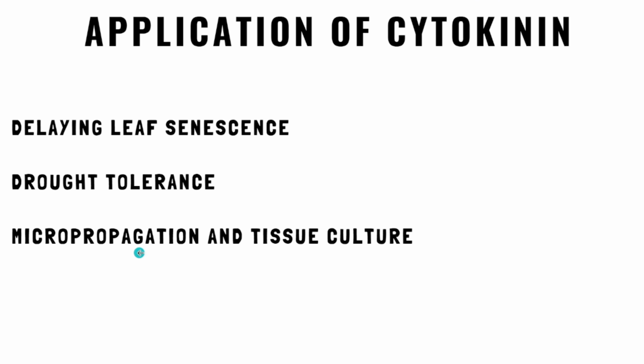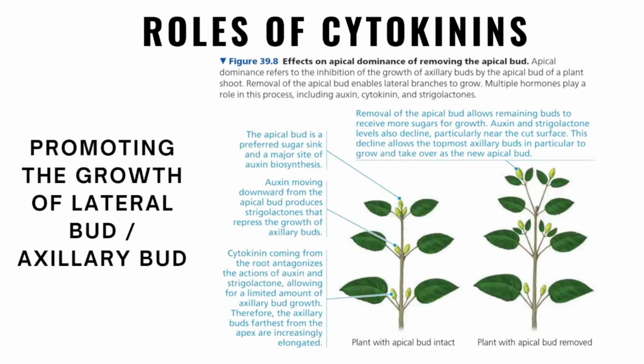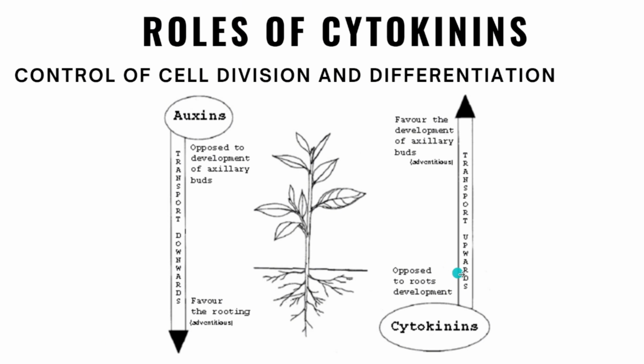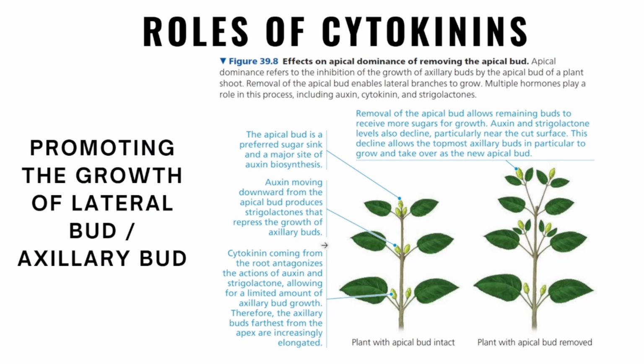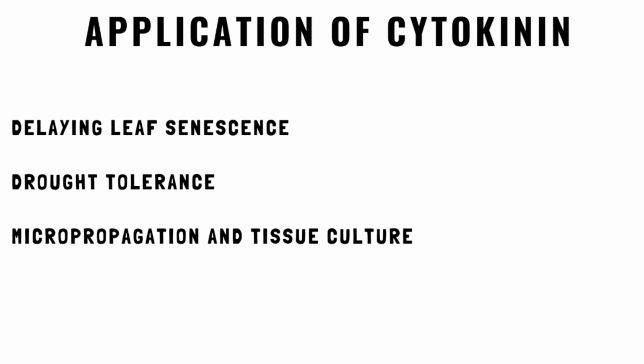And also micropropagation and tissue culture. This one is more focused on tissue culture, which I mentioned before. When you use different ratios of auxin and cytokinin, you can control the growth of the plant, whether you want shooting, rooting, or even to form callus. This allows for rapid, large-scale and disease-free propagation of the desired plant varieties.